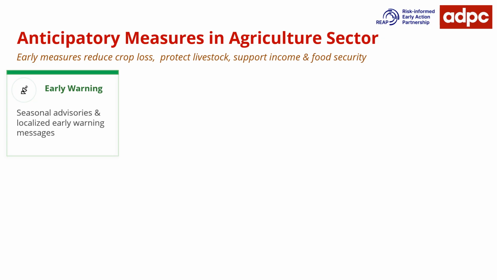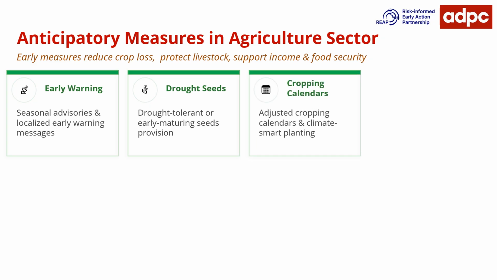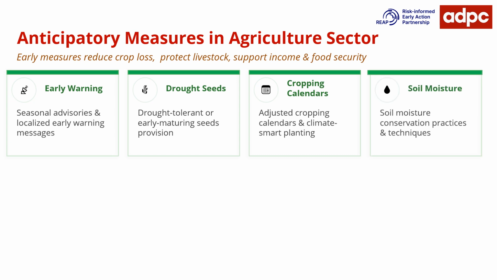Early warning: seasonal advisories and localized early warning messages. Drought seeds: provision of drought-tolerant or early maturing seeds. Cropping calendars: adjusted cropping calendars and climate-smart planting. Soil moisture conservation practices and techniques.